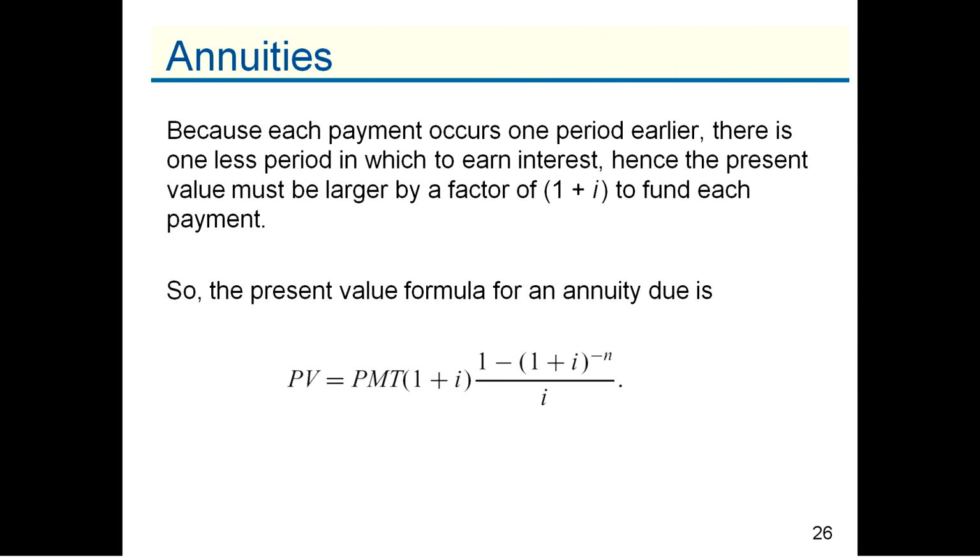So the formula changes slightly. All right, you're going to end up with payment times (1 plus i) times this numerator divided by i. So if it says that the payments are made at the beginning of the month, your withdrawals are made at the beginning of the month, this is the formula you need to use.